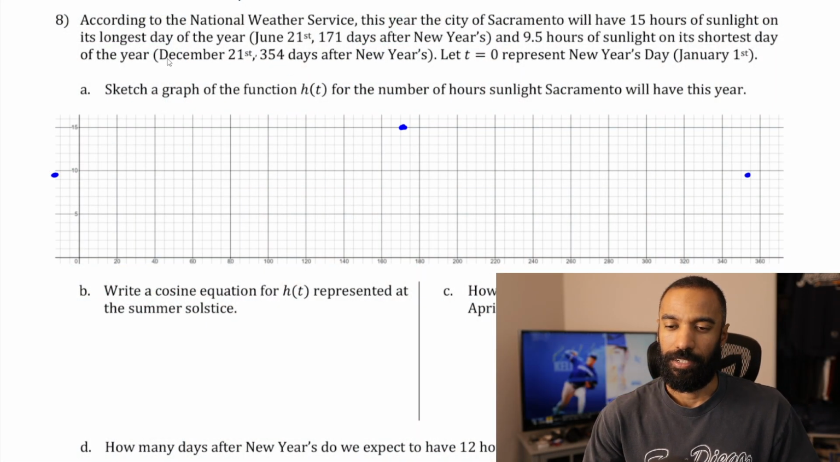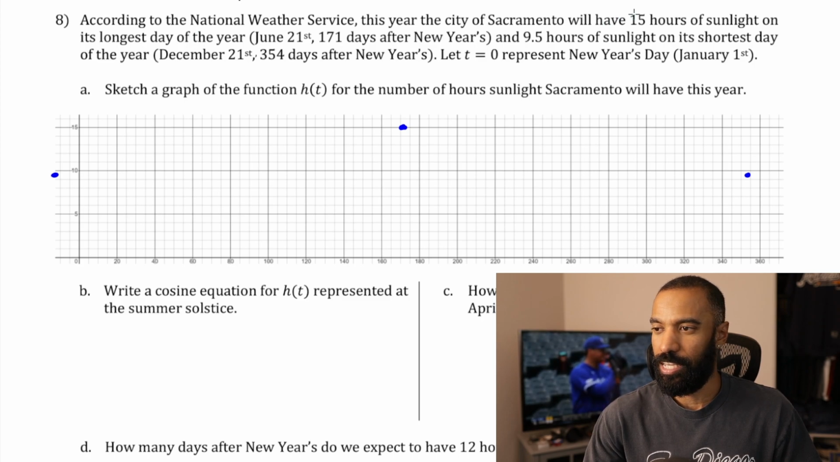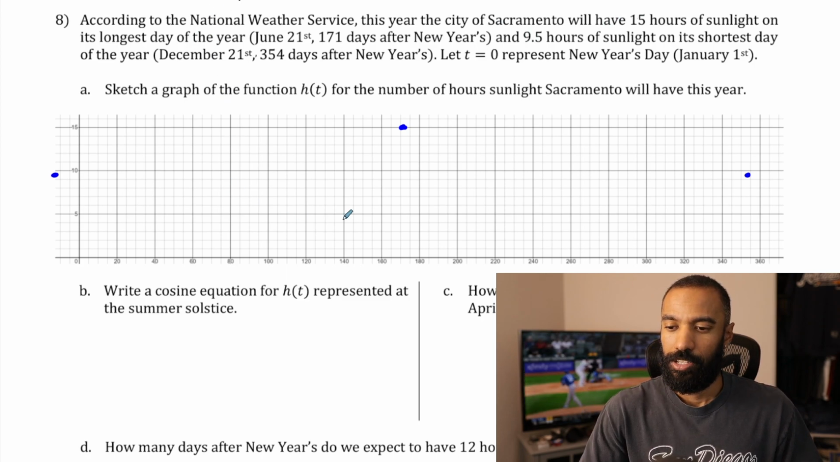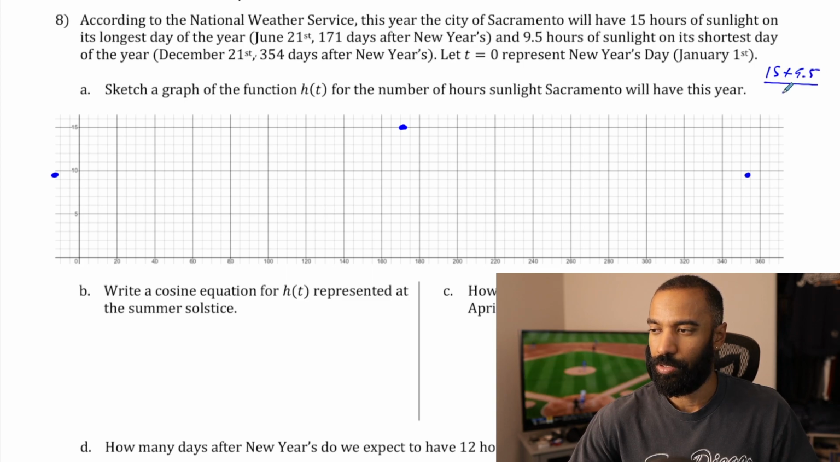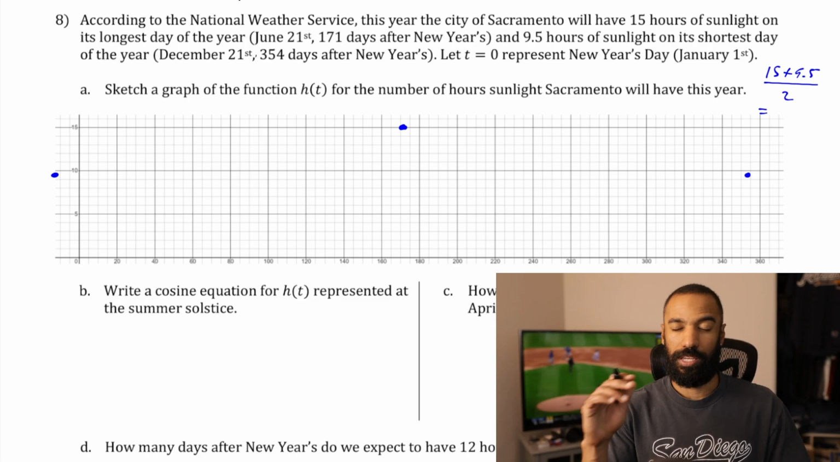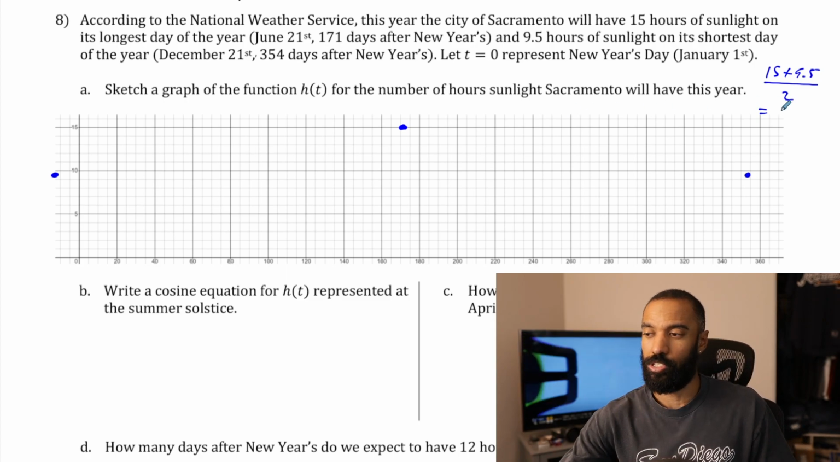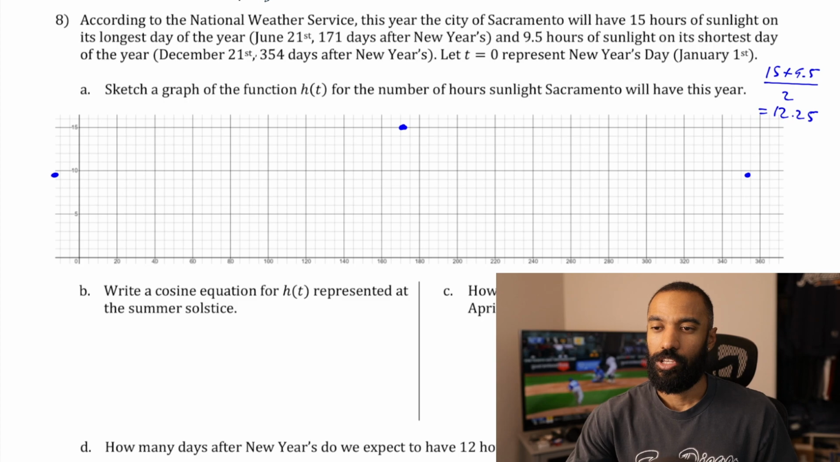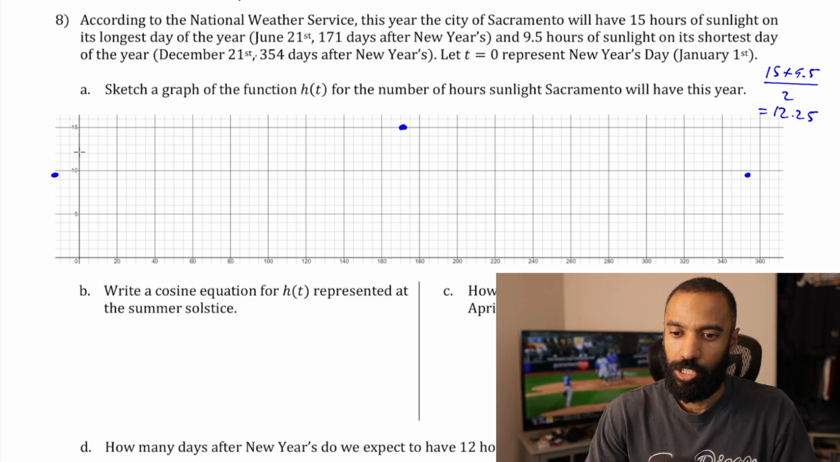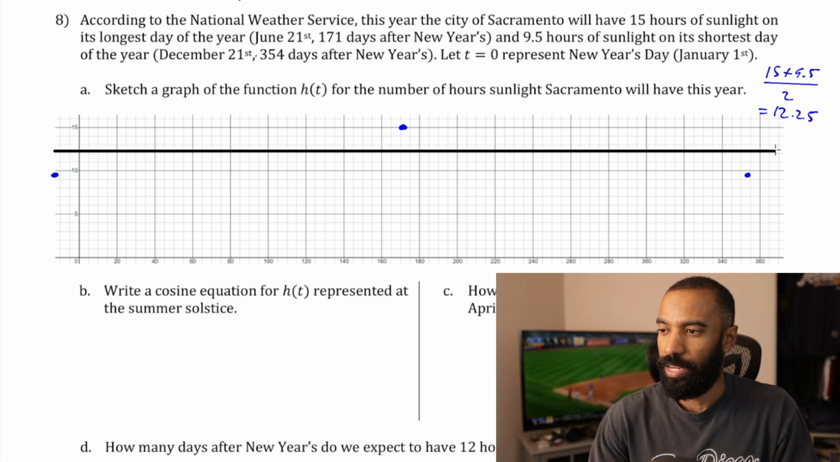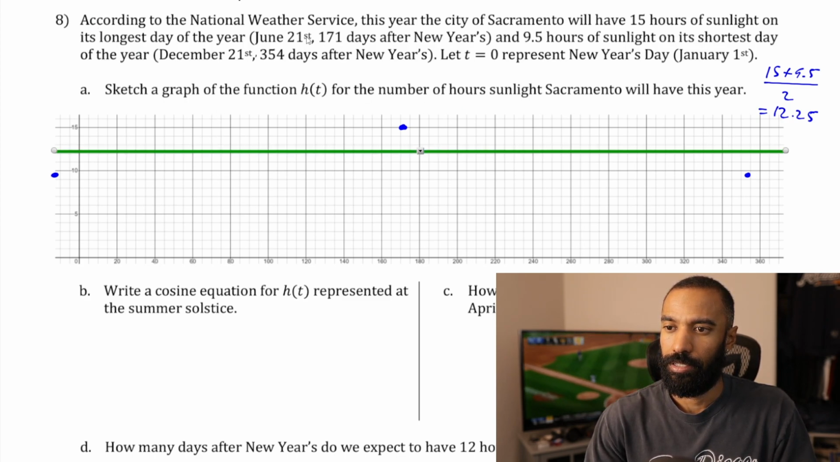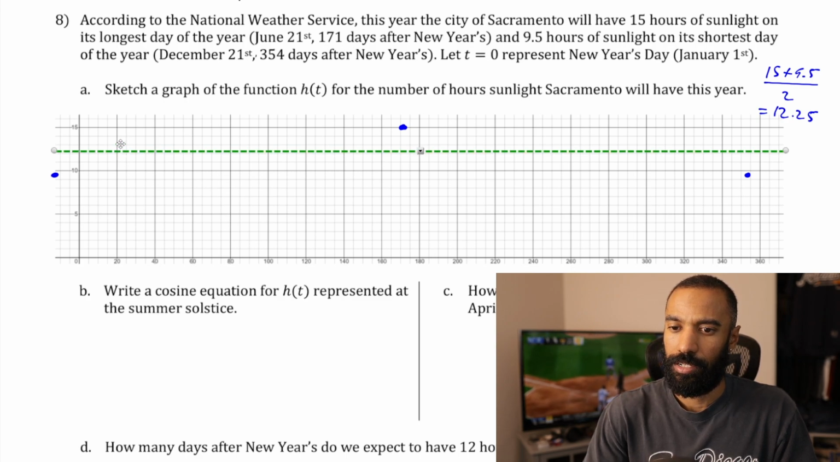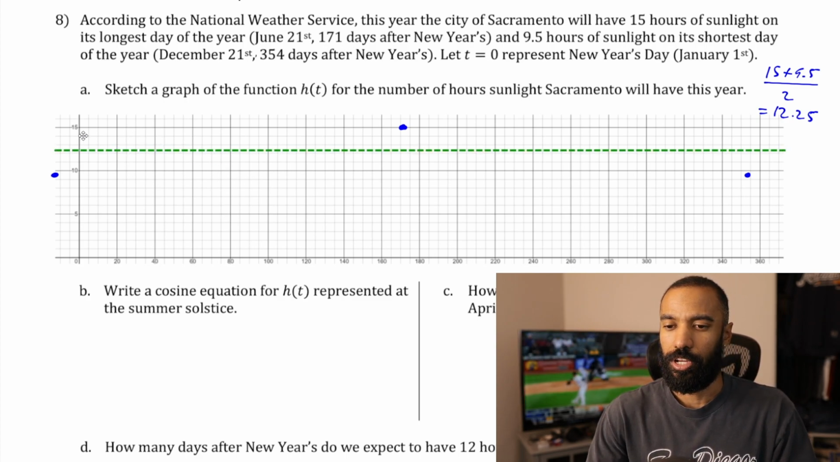Now, I didn't get the midline for us yet. Midline is half the distance between 15 and 9.5. So to get half that distance, you average those numbers. 15 plus 9.5 over 2, which is 24.5 over 2, which is 12.25. So I'm going to draw a midline at about 12 and a quarter, right? About there-ish. And I'm going to thin it up like that. So there's my midline right there.